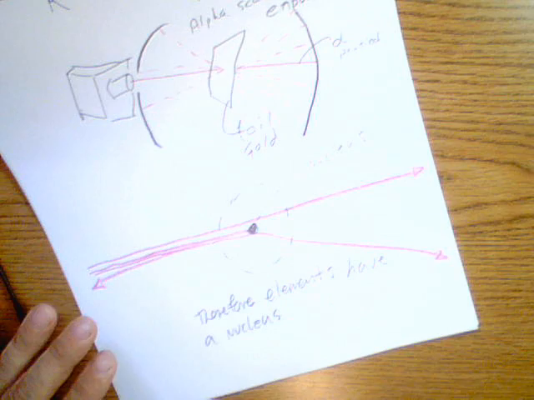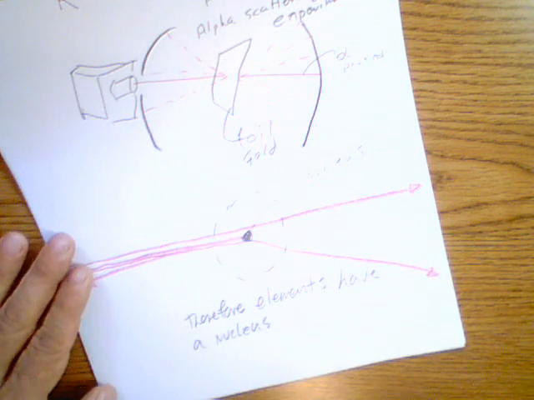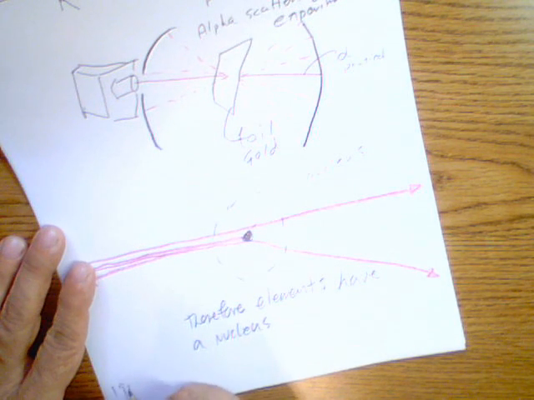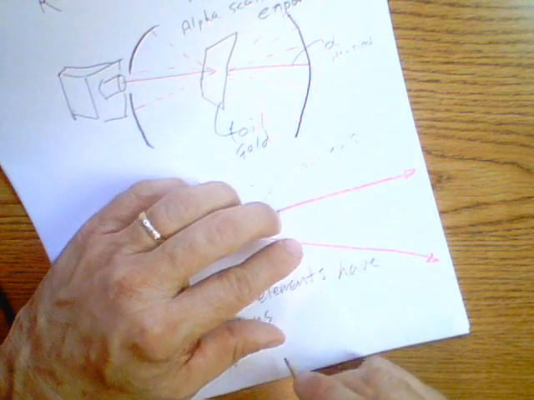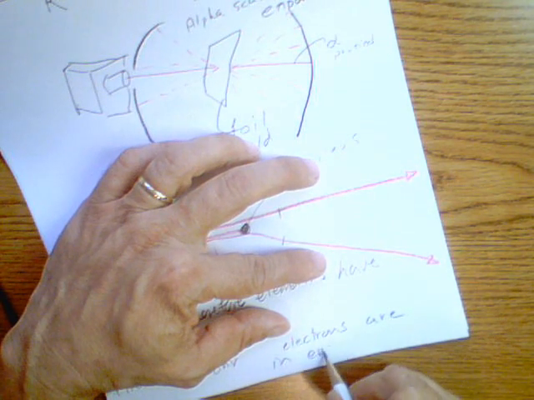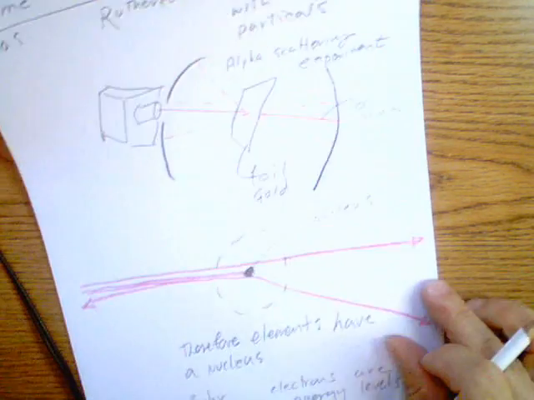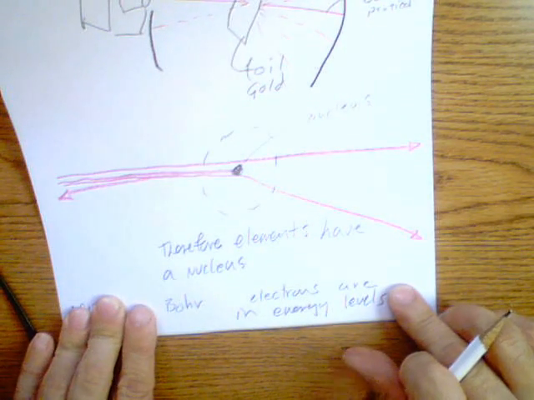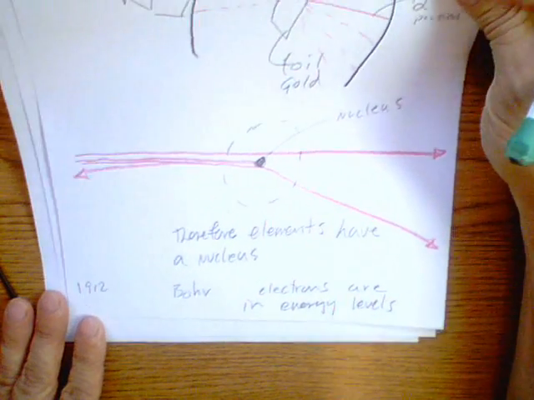Now, this story is not finished. This story goes on because we now have in 1912 a gentleman by the name of Bohr, and he argued that electrons are in energy levels. All right. Electrons are in regular energy levels. They're not revolving around the nucleus like planets. That's what Rutherford thought. Rutherford thought that they were going around like planets.